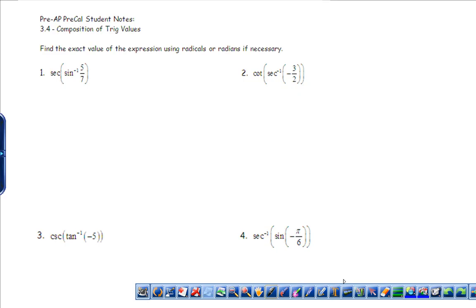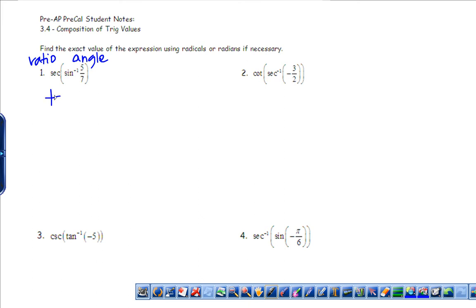This is 3.4, composition of trig values. This is non-calculator, so we're going to be finding angles here. When you've got an arc raised to anything, that means you're going to be looking for an angle. And when it has just a plain trig function, that means you're going to be looking for a ratio. That's your exact values. So the first thing I'm going to do is find my parentheses.